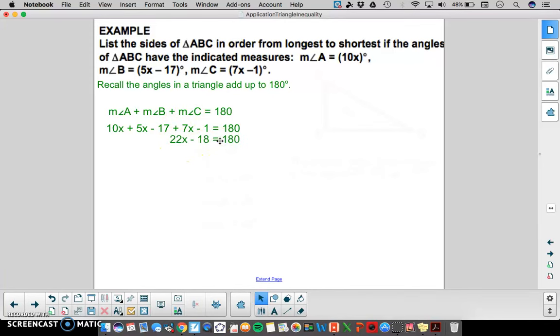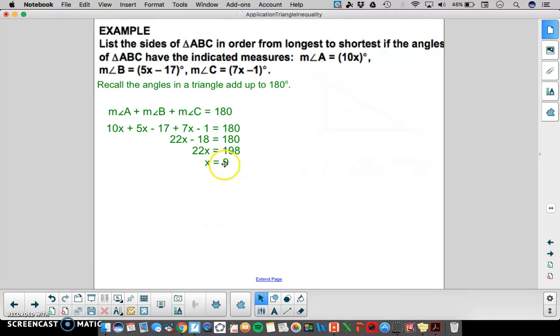Then I can combine like terms. So 10x plus 5x plus 7x is 22x. Negative 17 minus 1 is negative 18. Add 18 to both sides and divide by 22 and get x equals 9.